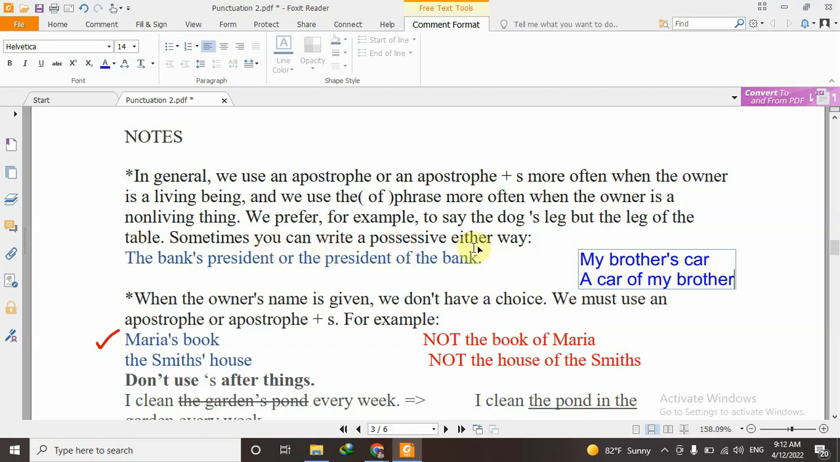Sometimes you can write a possessive either way. In other cases you can't write both of them. For example, we can say the bank's president or the president of the bank. Why are both of them correct? Because the president is a living being, added to a non-living thing. So both of them are correct, the bank's president or the president of the bank.